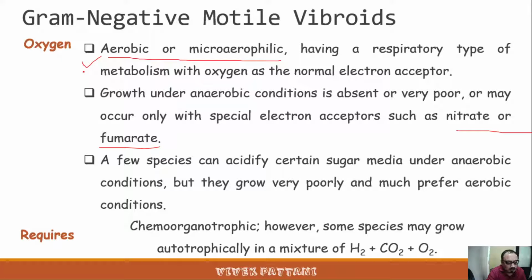And these are chemoorganotrophs. However, there are some species, as I told you, various groups may have different types of exceptions. There are always exceptions. So in this case also, some species are exceptions which can grow autotrophically in a mixture containing hydrogen gas, carbon dioxide, as well as oxygen. So they can grow autotrophically.